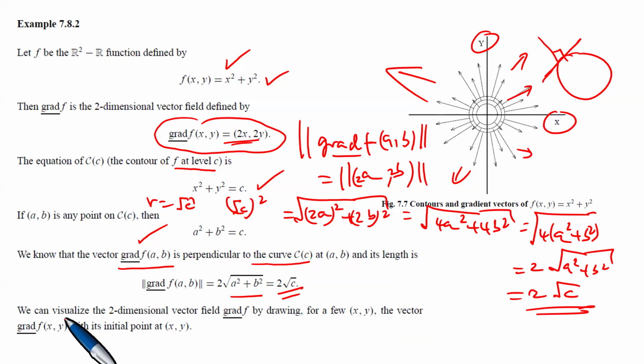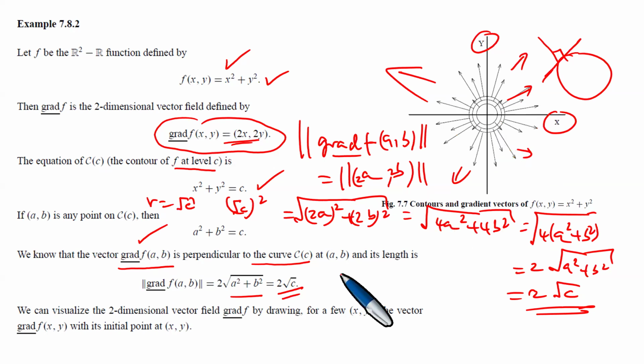Right. But again, we went on to say we can visualize the two-dimensional vector field, which is the gradient, by drawing, for a few (x,y), the gradient vector of f(x,y) with its initial point at (x,y). So in other words, you can identify several points and realize that there are vectors that are perpendicular. And what are the vectors that are perpendicular? They are the gradient vectors. The gradient vectors are the ones that are perpendicular to the curve, which is the circle.